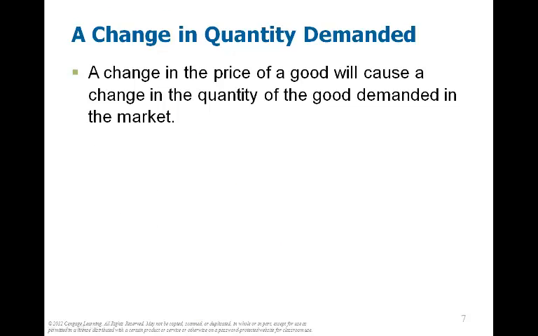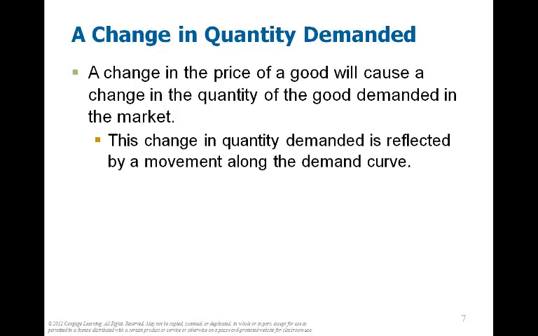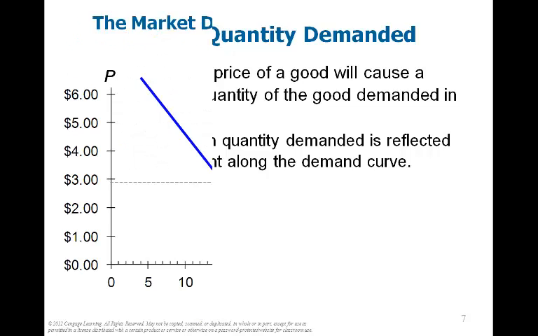Okay, we need to make a distinction between a change in quantity demanded and a change in demand. A change in the price of a good will cause a change in the quantity demanded in the market. So we just said, according to the law of demand, if the price goes up, the quantity demanded will fall, and if the price goes down, the quantity demanded will rise. So this change in quantity demanded is reflected by a movement along the demand curve.